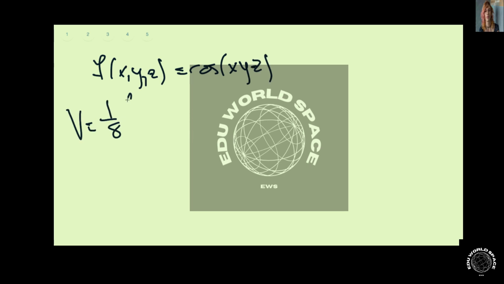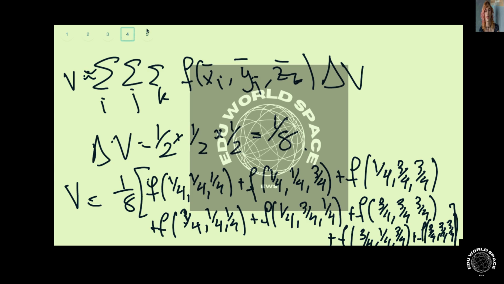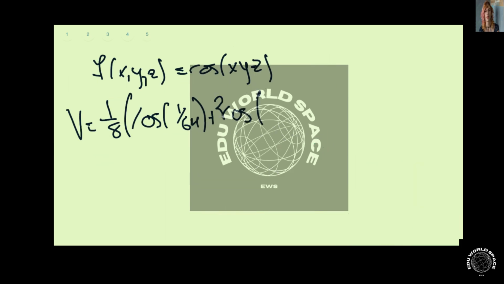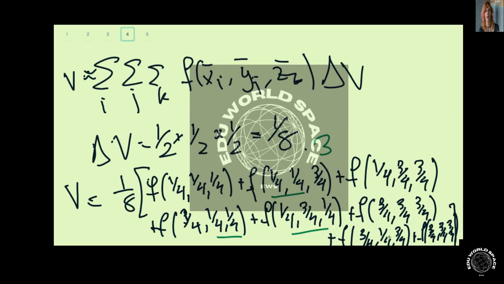So our volume is 1/8 times cosine of 1/64 plus cosine, let's see, we got 1/4, 1/4. Right. This is what I'm going to be doing. We've got 1/4 twice here, 1/4 twice here, 1/4 twice here. That happens 3 times. So that's going to be 3 times cosine of 3/64 plus 3 cosine of 9/64. That's the ones in blue.